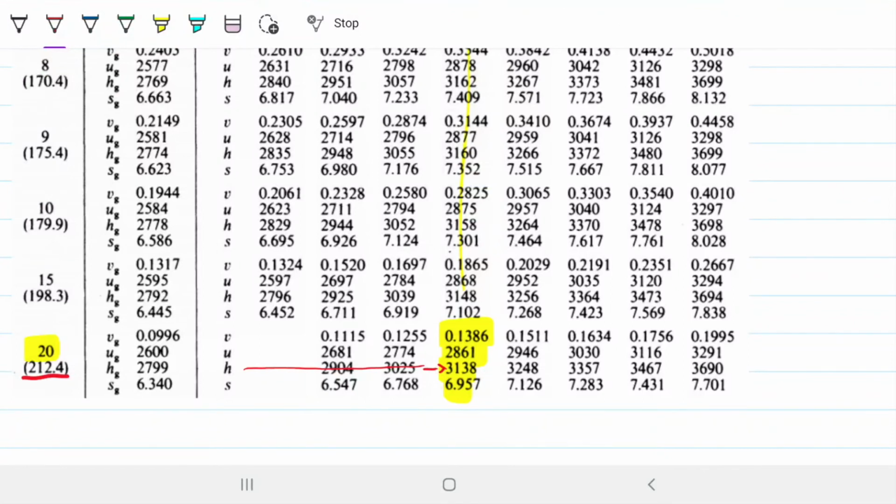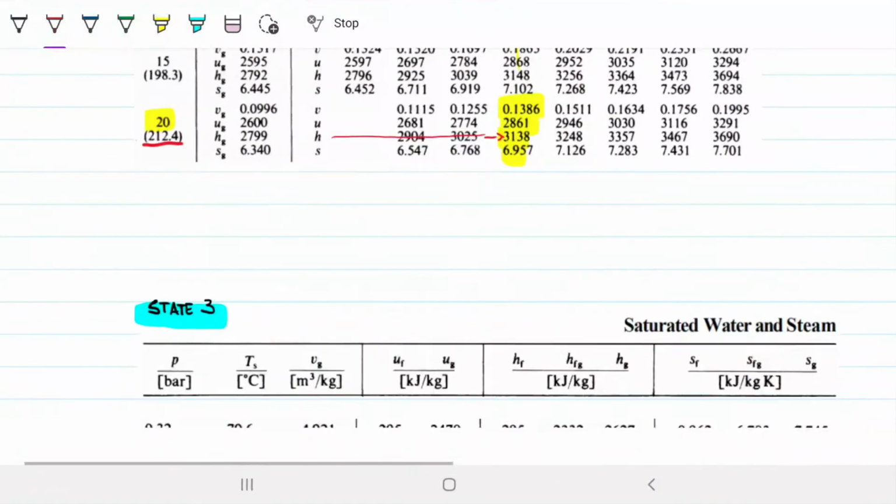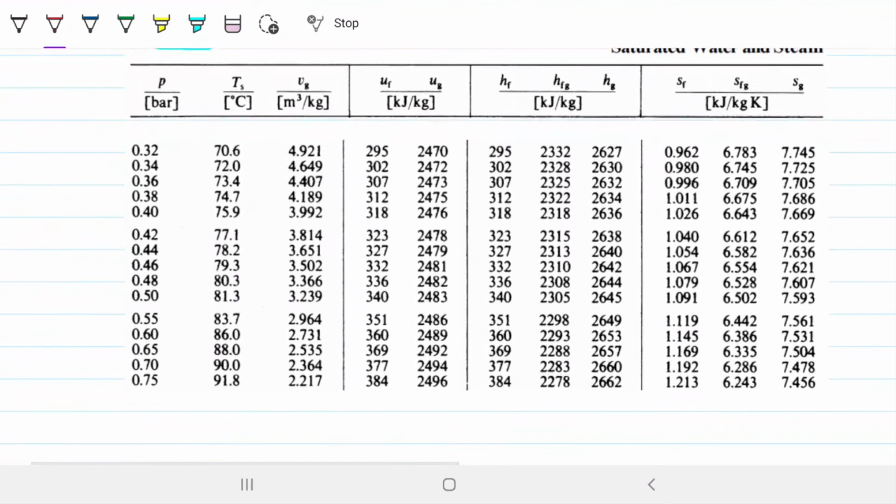And the third one, we know it's a mixture, so no point in looking in the superheated table. We need to look in the saturated water and steam. We are at 75 kilopascals, so that's 0.75 bar. So I'll be looking at this line here. We know it's a mixture, so it's going to have a bit of this and a bit of this.